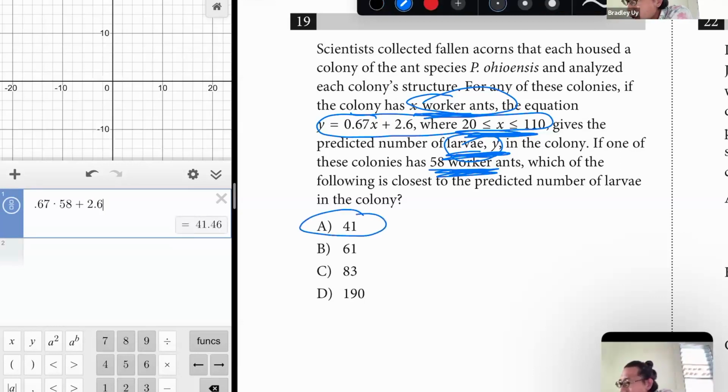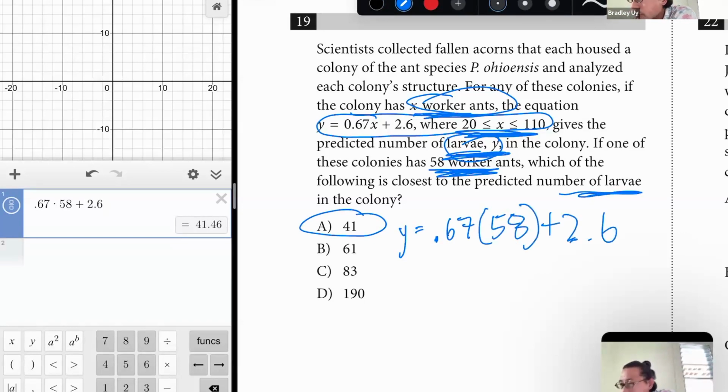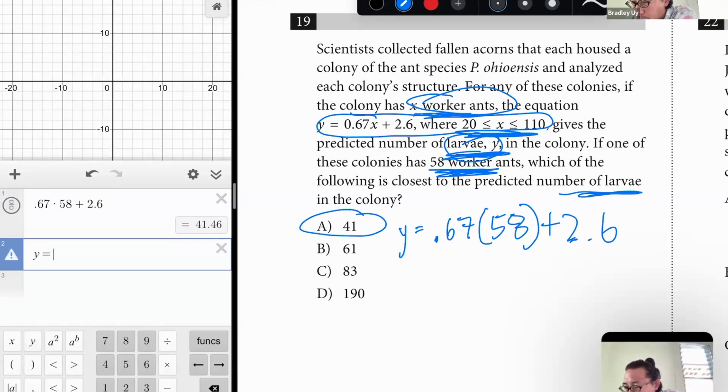Okay? So I want to find Y, number of larvae. Y is equal to 0.67 times 58 plus 2.6, which I evaluated over on the left with the calculator. Okay, I'll leave that there. We could have also graphed this equation, y equals 0.67x plus 2.6.